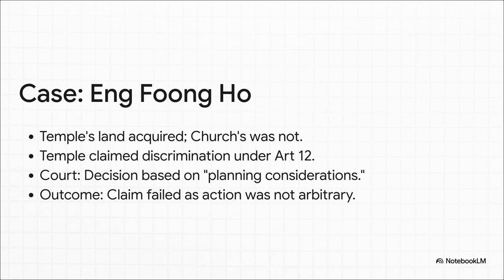The actual case this test is named after shows you just how tough it is. A temple had its land acquired by the state, while a nearby church didn't. I mean, on the surface, that seems like a pretty clear case of unequal treatment, right? But the court found the government had a reason. They called it planning considerations for a new train station. And because there was some rationale, any rationale at all, the action wasn't considered arbitrary and the temple's claim failed.